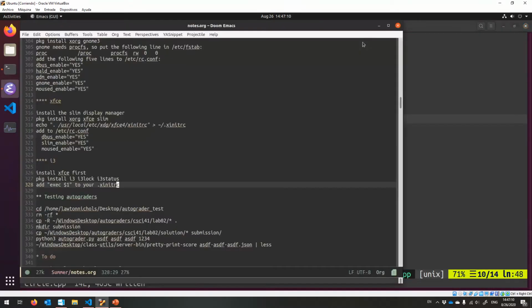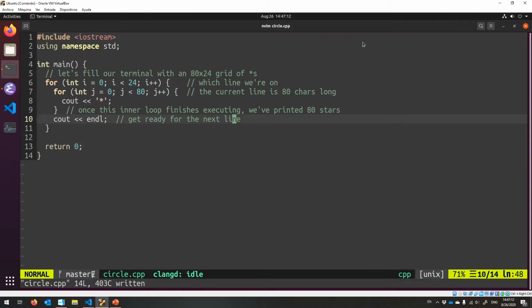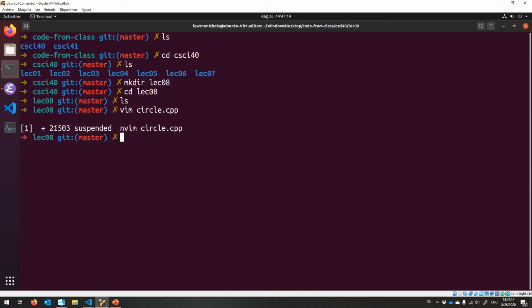Okay? So now when I go and run this, I'm going to actually get out of my Vim and do it in this terminal, this big one. g++ -std=c++17 circle.cpp -o circle.